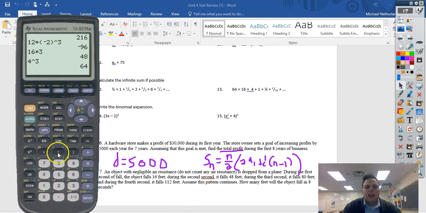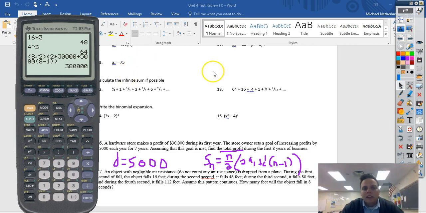Alright, how many years am I looking at? 8. So I'm going to get 8 divided by 2, which is just 4. If you just wanted to put 4, that would have been okay. Times 2 times the first term. How much money did he make during the first year? $30,000. That's exactly how much profit he made. Plus, the common difference is 5,000, times, how many years am I looking at? 8 minus 1. So during his first 8 years of business, he made $380,000. He made a profit of $380,000. Easy breezy. Alright, let's look at the next problem.